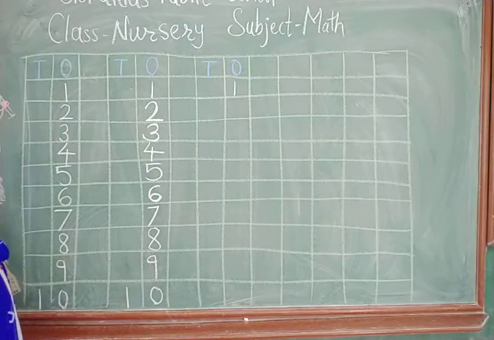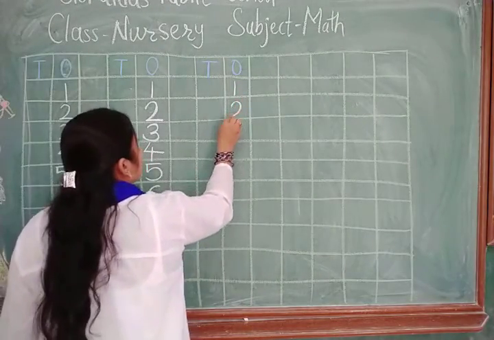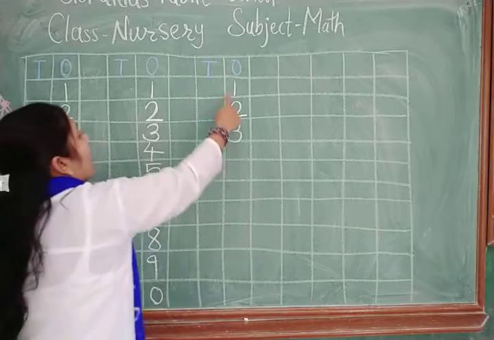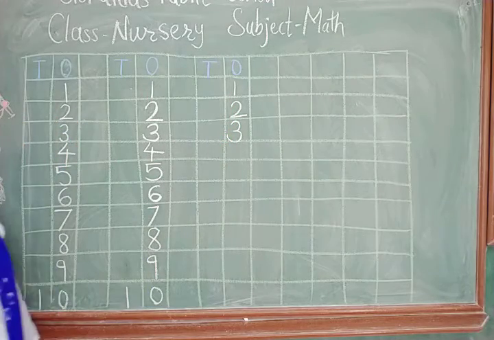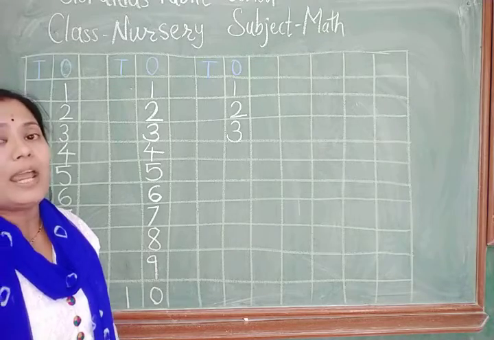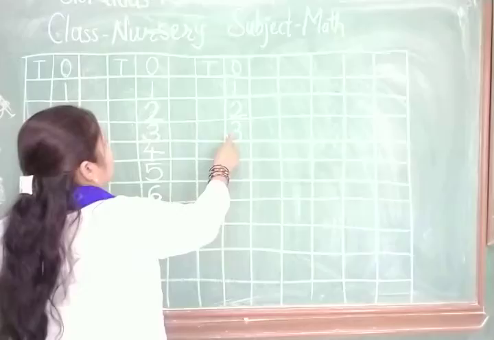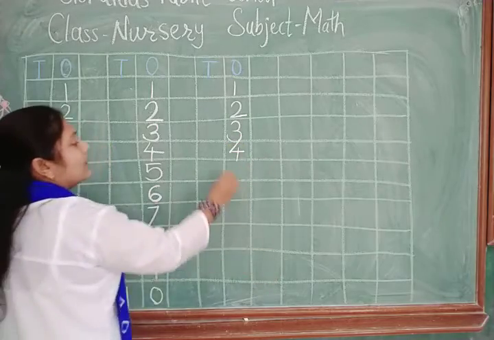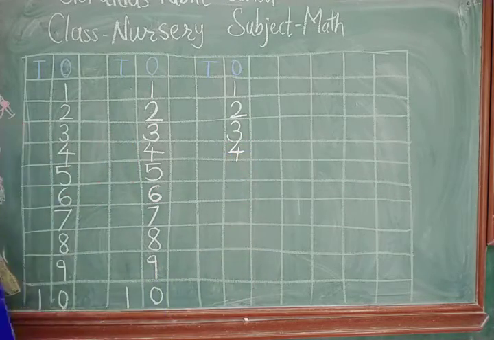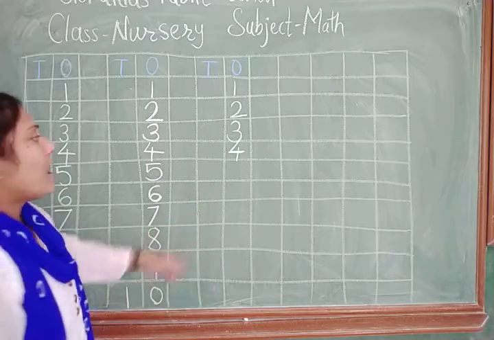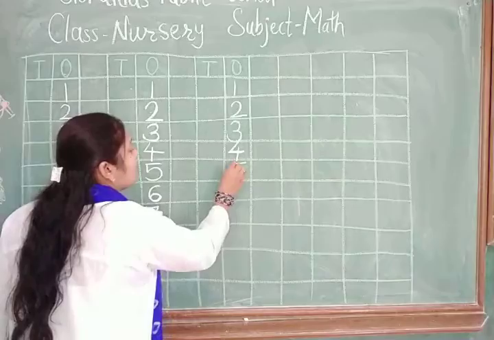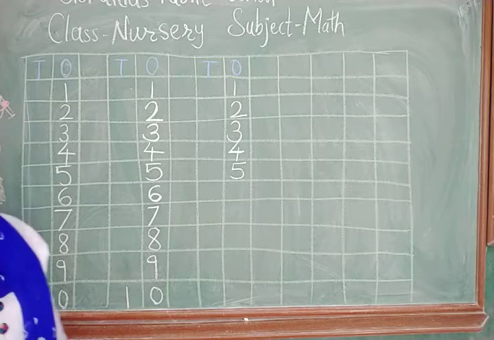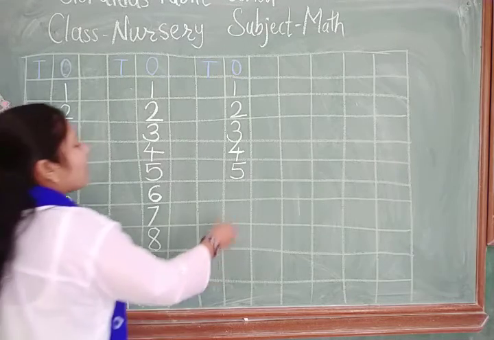First we write number 1. Then after number 1, number 2, then number 3. 1, 2, 3. We write numbers 1 to 9 in ones column. 1, 2, 3, 4. Then after number 4, which number comes? Number 5. One sleeping line, one standing line, one half curve make number 5. Then after number 5, which number comes?